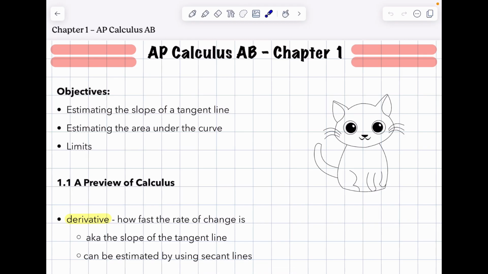In today's video, we will be covering the fundamentals of Chapter 1 of AP Calculus AB, such as estimating the slope of a tangent line, estimating the area under the curve, and limits.